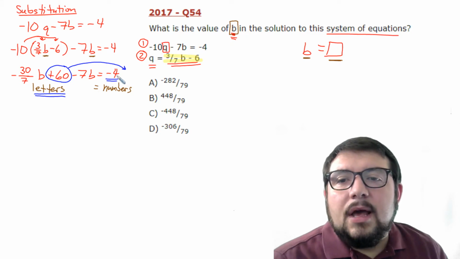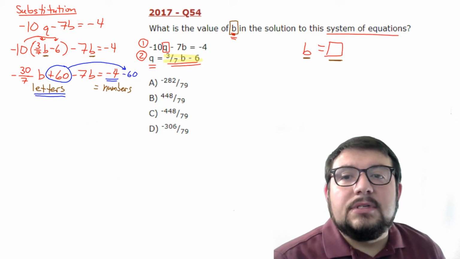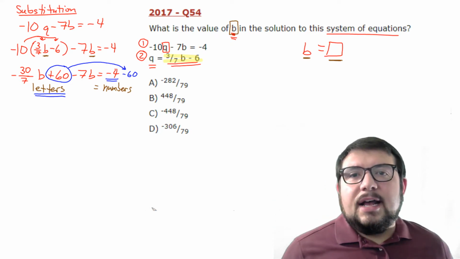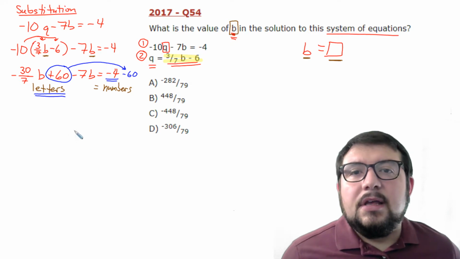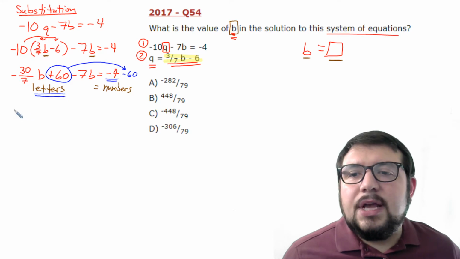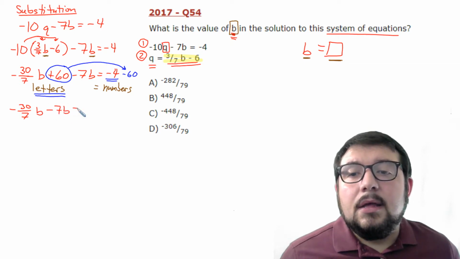However, when I move it, I'm going to change it from positive 60 to negative 60. That's because I crossed the equal sign. So if it's positive on one side, when you move it to the other, it has to be negative. That keeps things equal. If you need to review that knowledge, go take a look at question 11, the by hand strategy, and you'll see the video for that. Okay, negative 30 over 7b. I moved the 60, so I don't copy that anymore. Minus 7b, I copy that, equals negative 4 minus 60. So that's going to be negative 64.